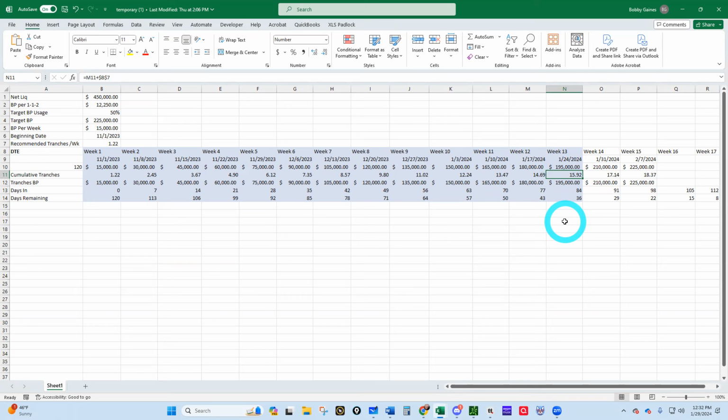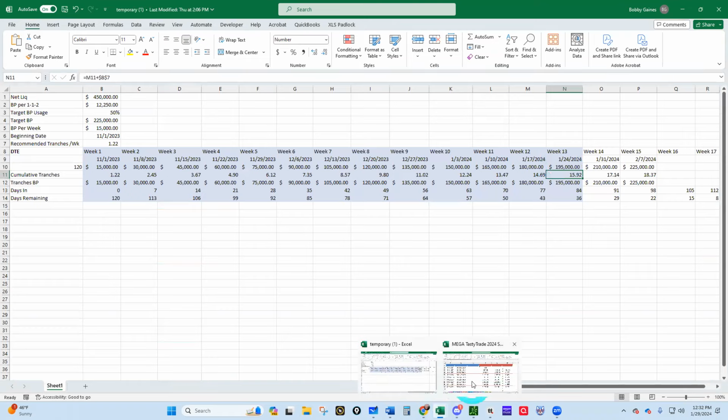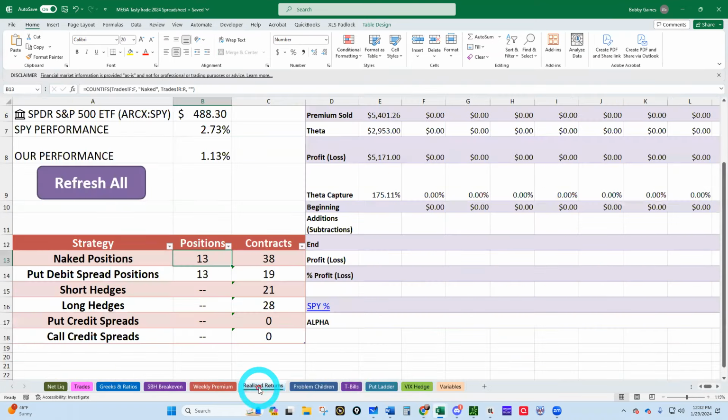I need to put more contracts on. So maybe we'll sell three contracts this week and try to get us closer to having 17. Let's see how many we actually do have. Let's see, our spreadsheet tells you on the realized returns tab, it says we've got 13. See, I should have 17 positions on, and I've only got 13.